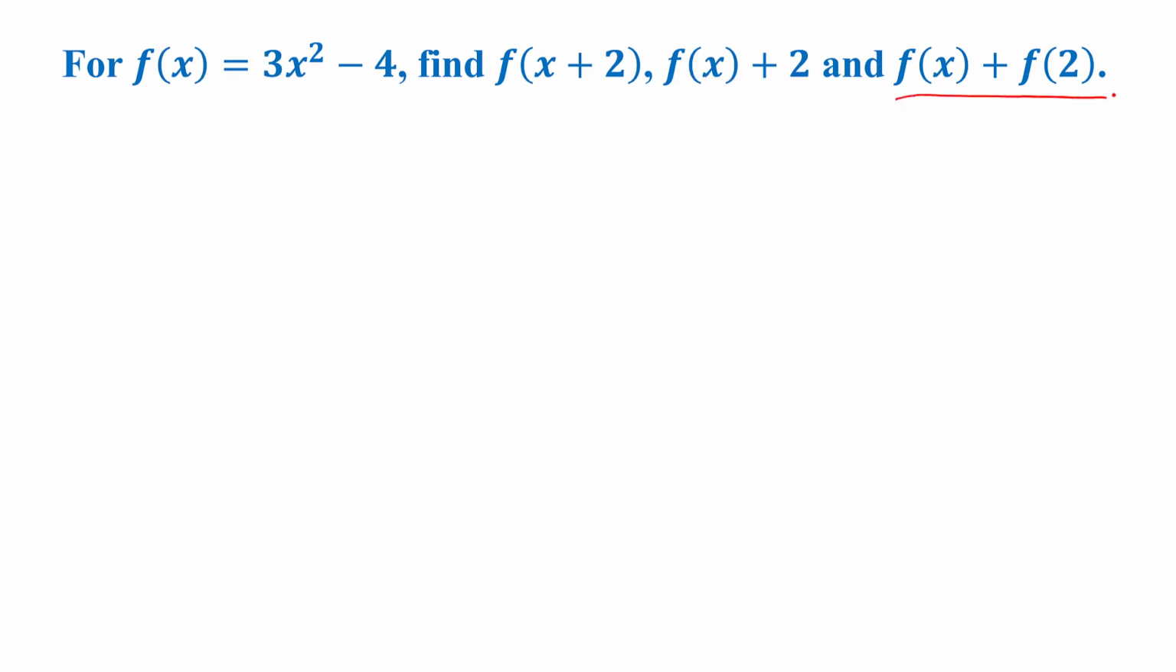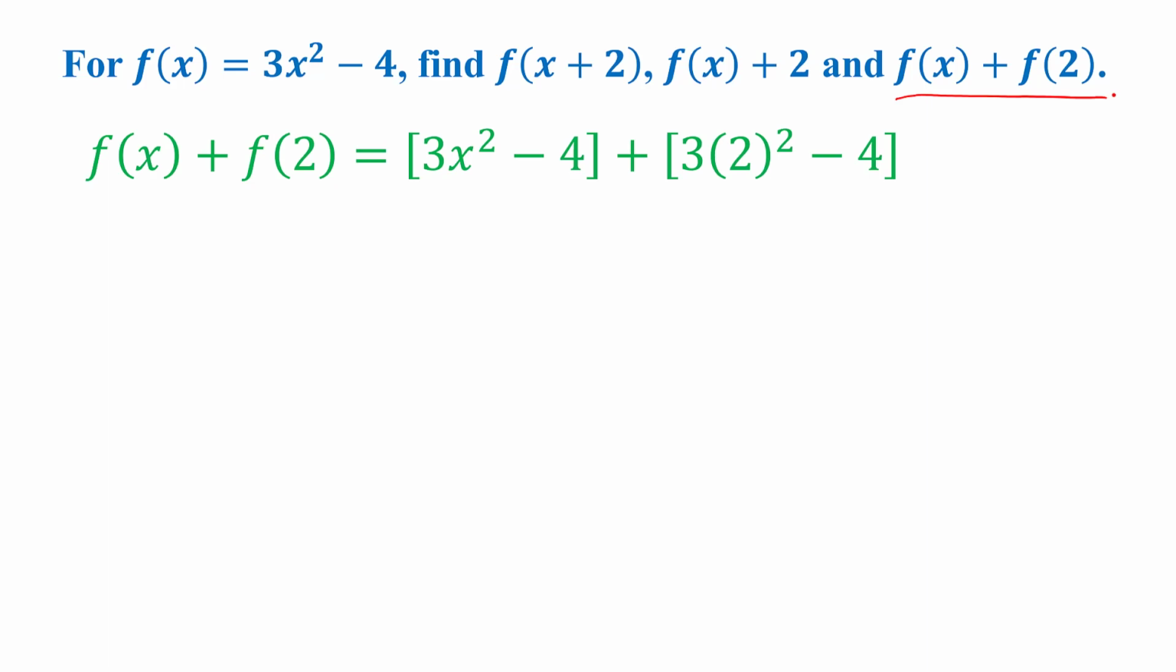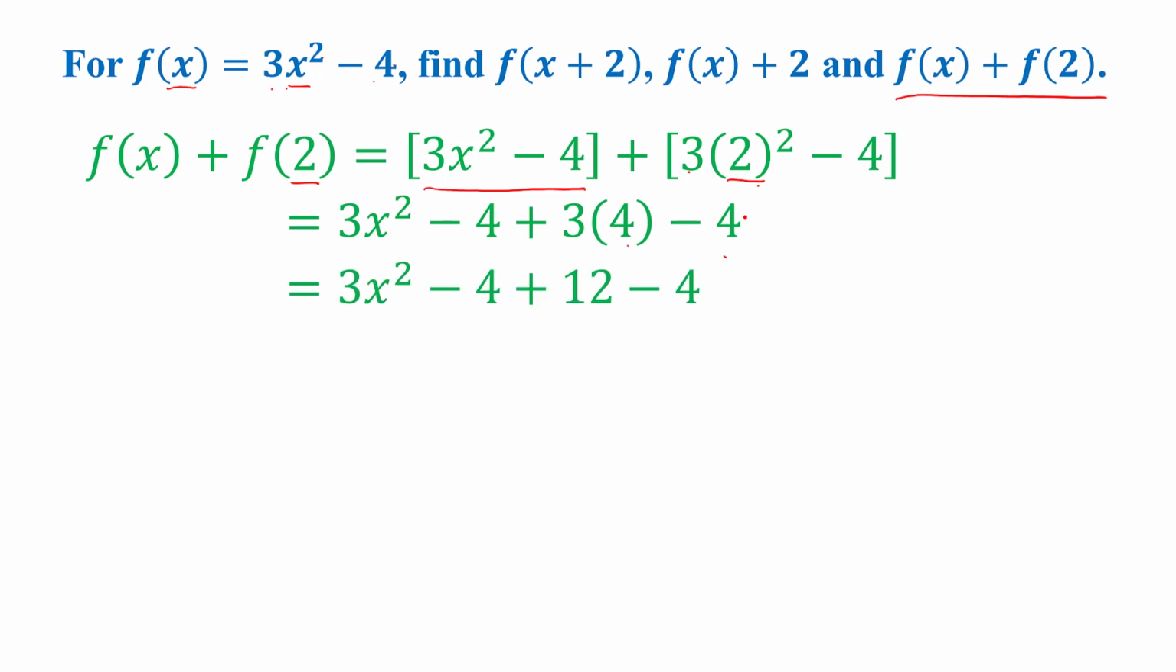Now we're finding f(x) + f(2), which is f(x), 3x² − 4, plus, instead of f(x) now, we're looking at f(2). So wherever we have an x here, we're going to replace that x with 2. We have 3 times 2² − 4. Let's simplify a bit. So 3x² − 4 plus 3 times 2², which is 4, minus 4. Then 3x² − 4 + 12 − 4. Negative 4 plus 12 minus 4 would give us 4. We end up with 3x² + 4 here.